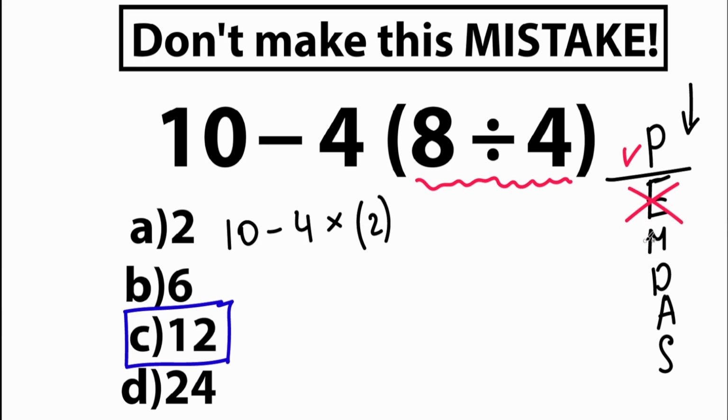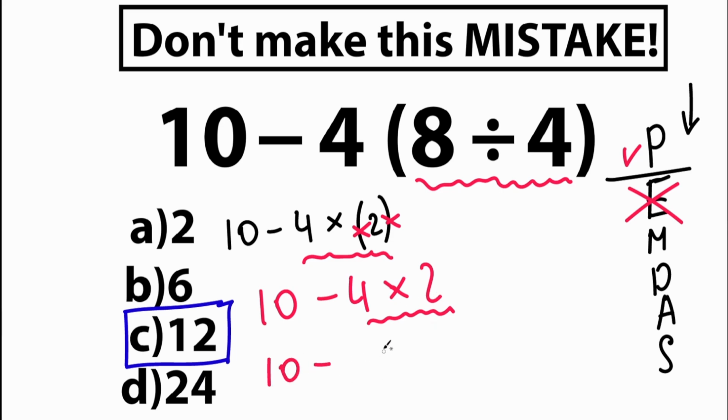The next step is multiplication. Let's scan where we have multiplication, and we have multiplication right here: 4 times 2. We can actually get rid of these parentheses because we have only 2 inside them. So as a result, we have 10 minus 4 times 2. As I told before, the letter M stands for multiplication, so we should evaluate this expression on the right side. Our next step is to multiply 4 times 2, which is equal to 8.